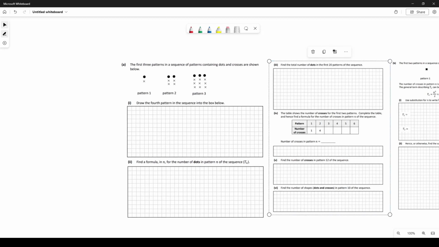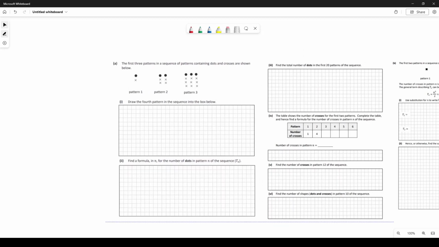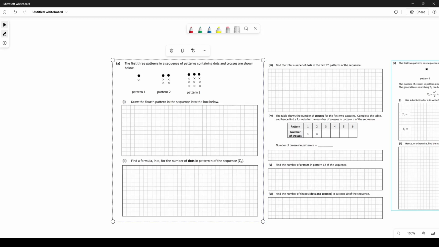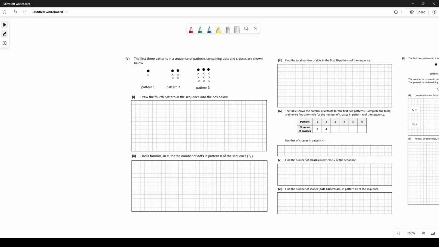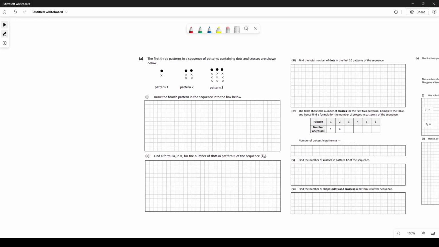Honors people, you might want to skip ahead, and what I'll do is, as I said, I'll put in a little placeholder to say, snap back into this. But for honors Leaving Cert, if you want to do an example of a question, I'll do one out here.